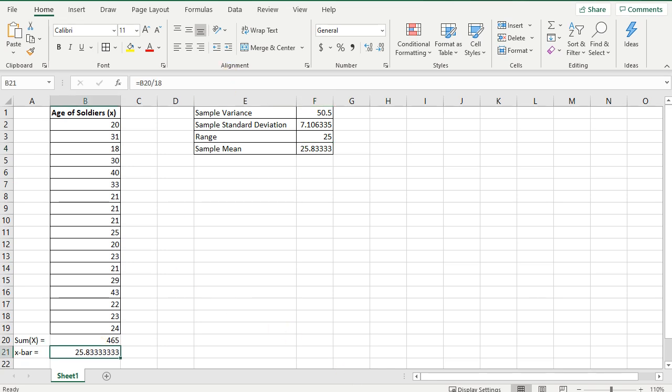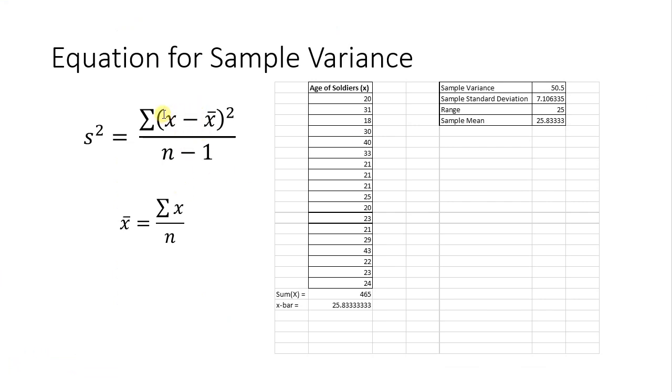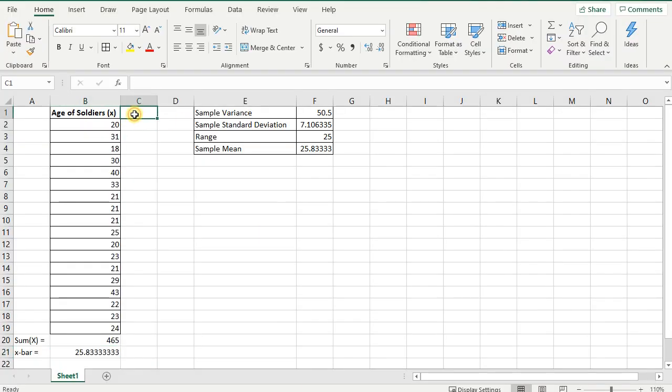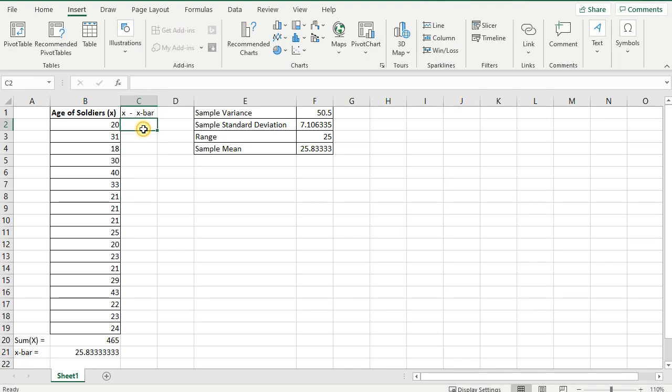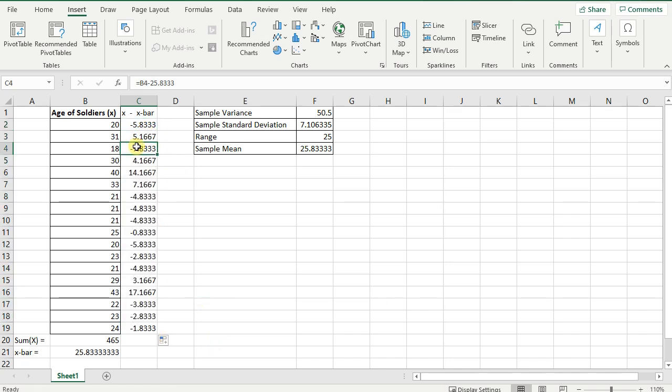So we could have found sample mean directly using the formula average, or we could find it using the equation. Once you have the sample mean, next you would need to find the sum of x minus the sample mean squared. We'll do that in two steps. First, we'll find x minus x bar for every observation. This is the x value, and I'll subtract that from 25.8333. That's for the first observation. If I press this little square and scroll it all the way down, it'll do it for every observation.